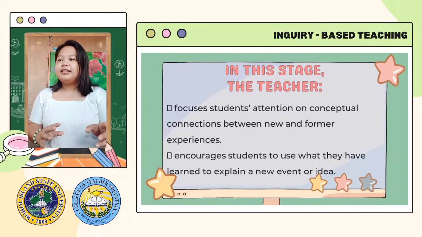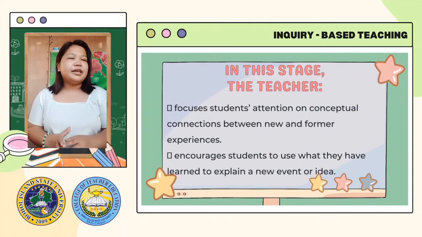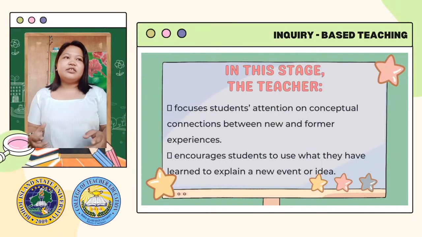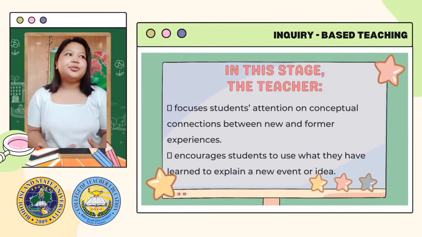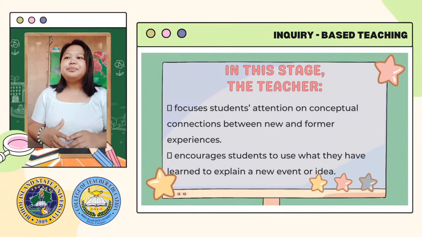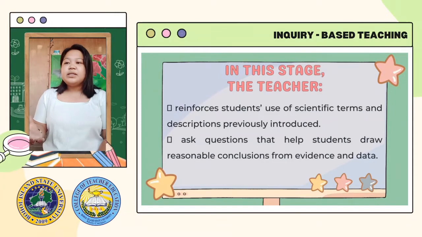knowledge. So number 2 is the teacher encourages students to use what they have learned to explain a new event or idea. So it allows students to use the knowledge they've acquired to explain their idea or a certain event. Number 3 is the teacher reinforces students' use of scientific terms and descriptions previously introduced. And number 4, asks questions that help students draw reasonable conclusions from evidence and data.